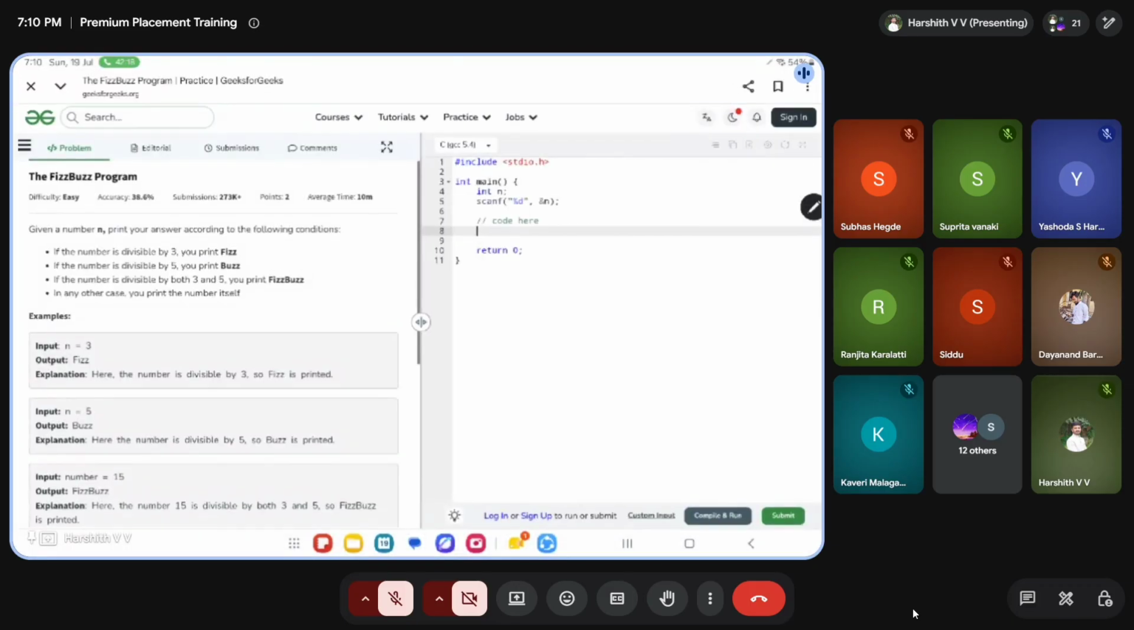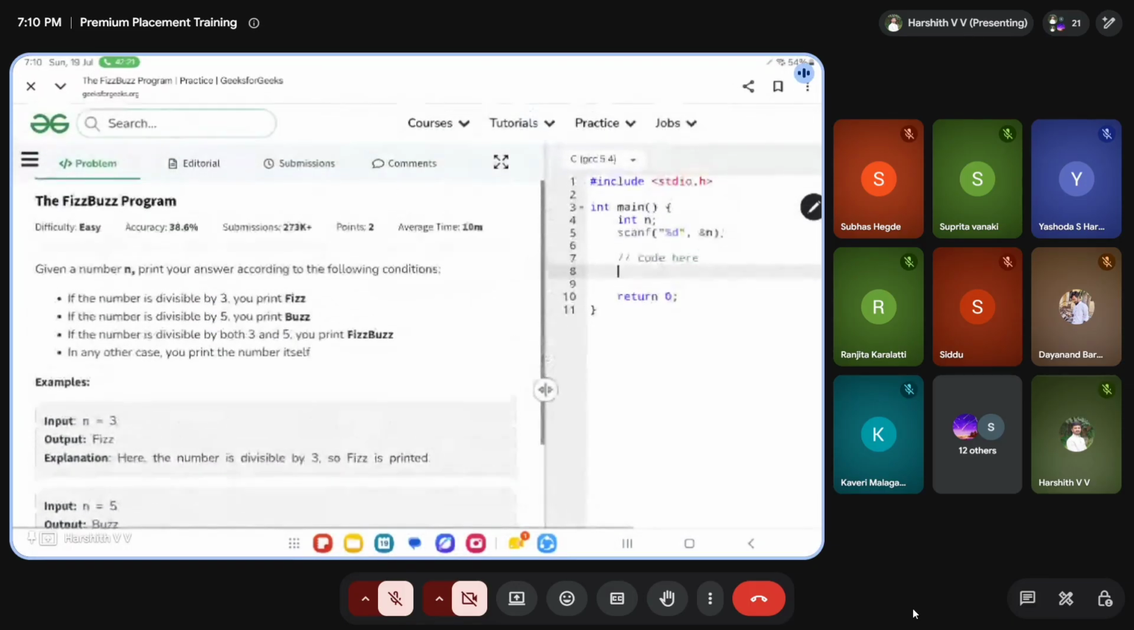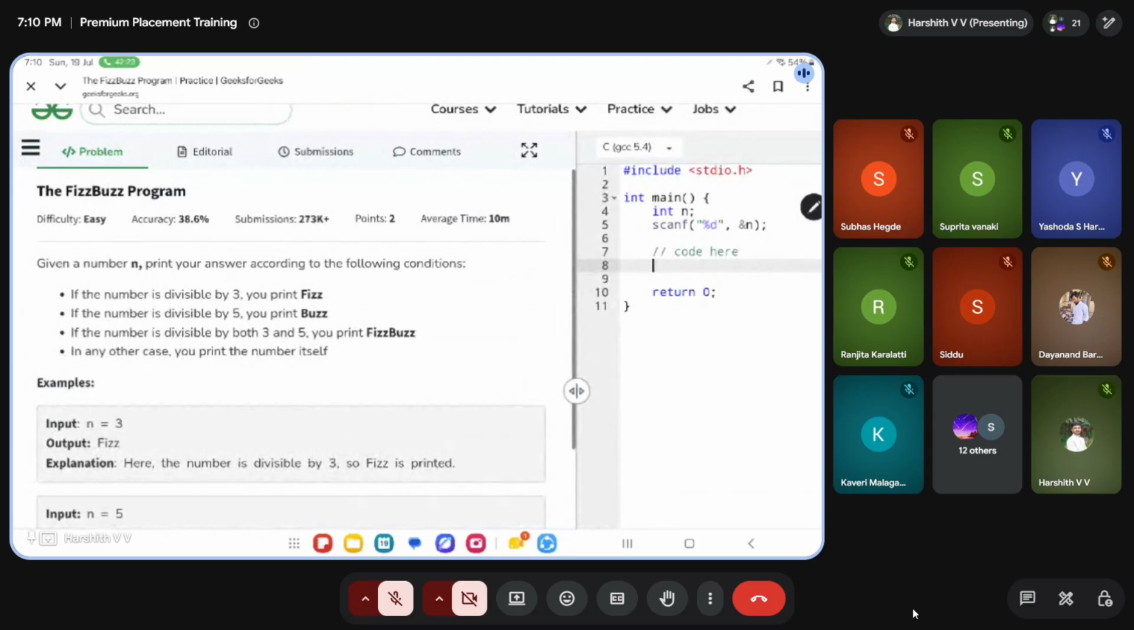The FizzBuzz program. Read the question. Given a number n, print your answer according to the following conditions. If the number is divisible by 3, print fizz. If the number is divisible by 5, print buzz. If the number is divisible by both 3 and 5, print FizzBuzz. In any other case, print the number itself. Simple question. Tell me, how do you write the code?